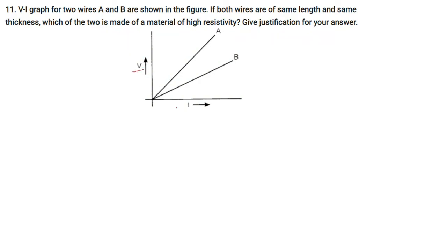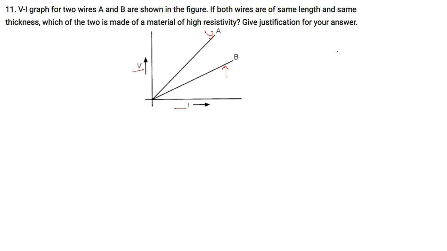The VI graph for two wires A and B is shown in the figure. If both wires are of the same length and same thickness, which of the two is made up of metal having higher resistivity? You have to give justification for your answer.